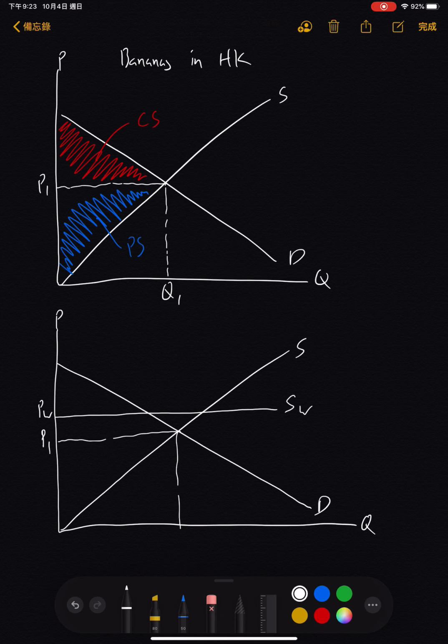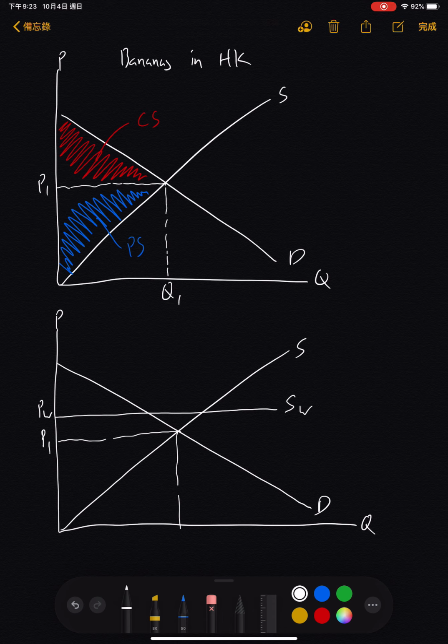Okay, so if that is the case, when both bananas are basically the same, it's pretty clear that no one is going to buy the bananas from the Philippines, because when I can buy my bananas at P1, why would I spend much more money buying the bananas at PW? So if that's the case, there will be no way for the Philippines to sell their bananas. So there are no imports basically from the Philippines in this market. Okay, but now let's get to another scenario.